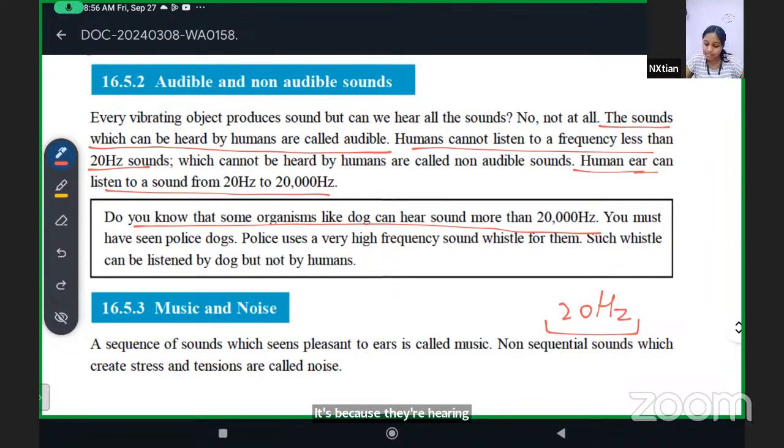You must have seen police dogs. Police use a very high frequency whistle for them. Such a whistle can be heard by dogs, but not by humans. For us that is not audible, but for dogs it's fine, because their hearing range is much wider.